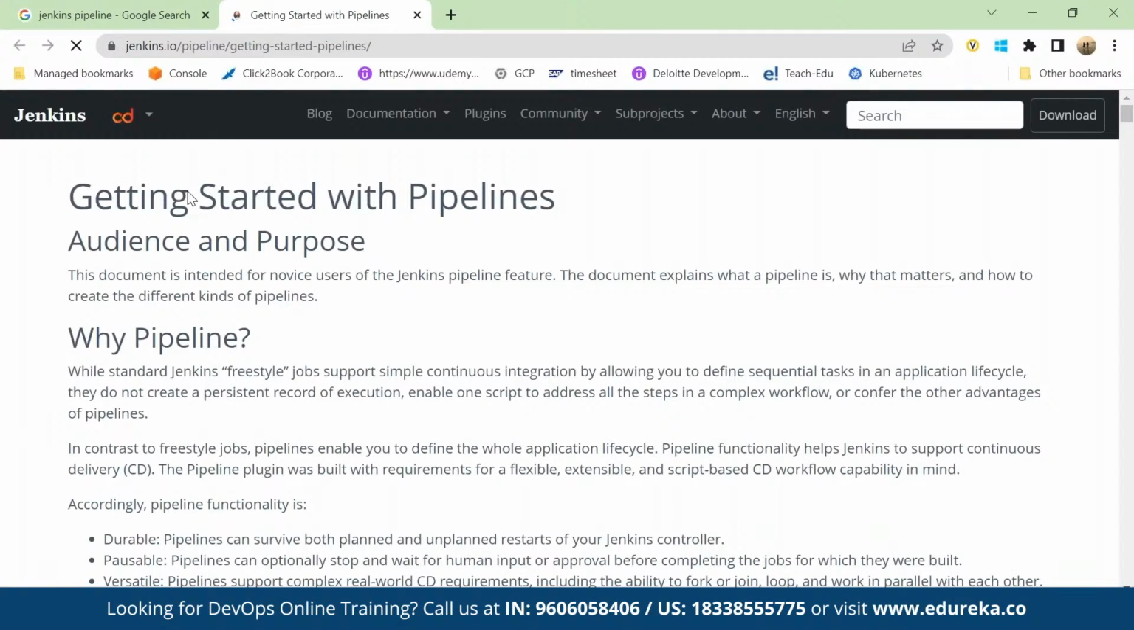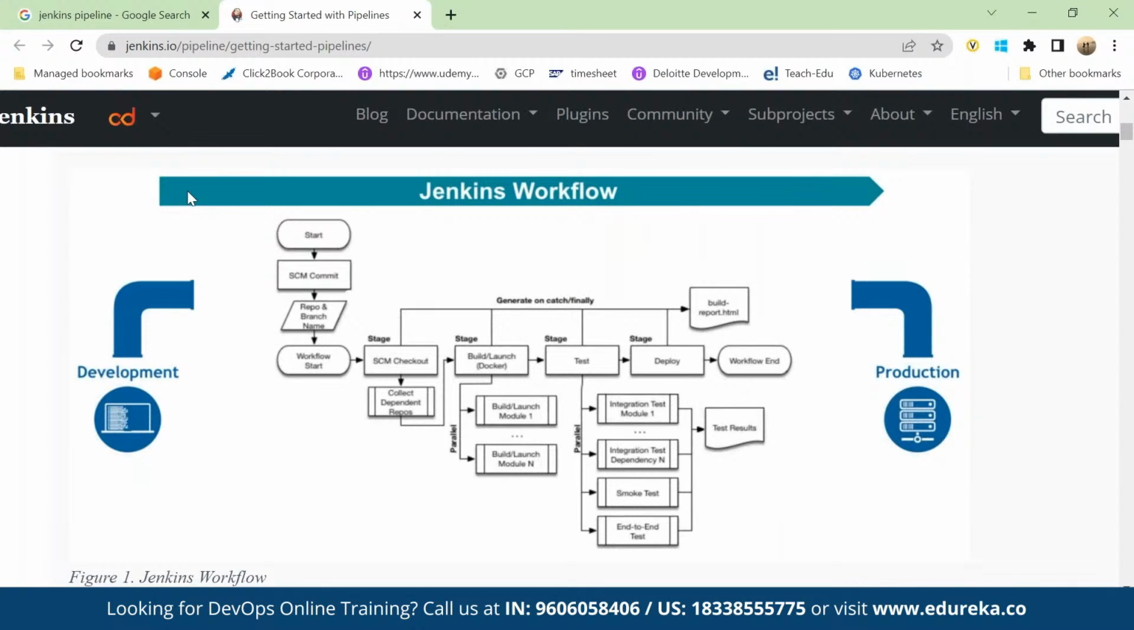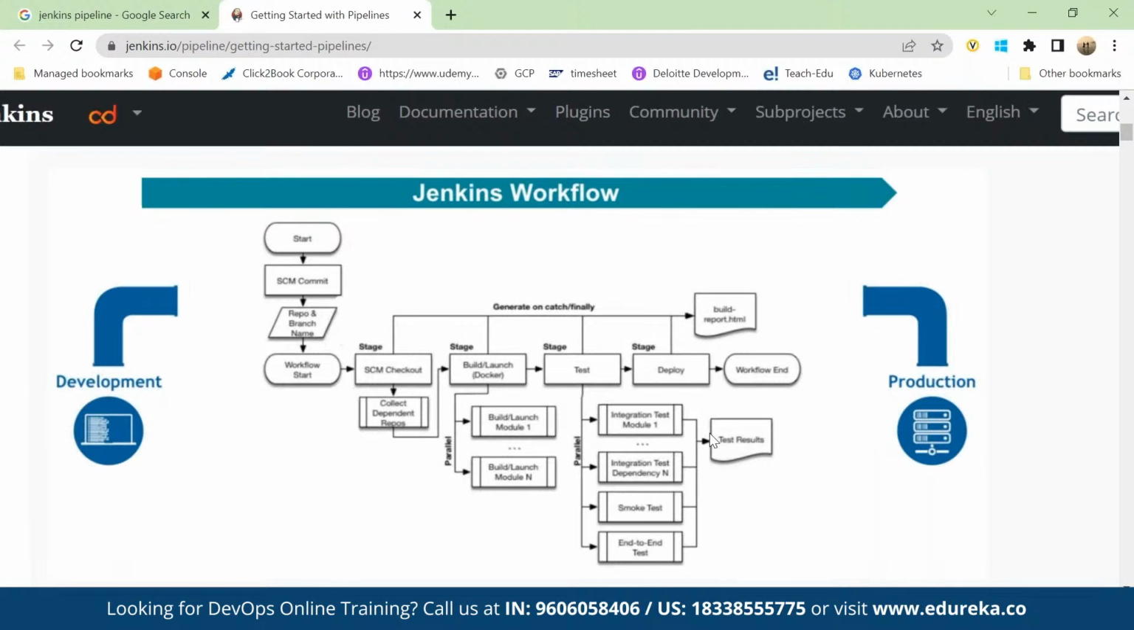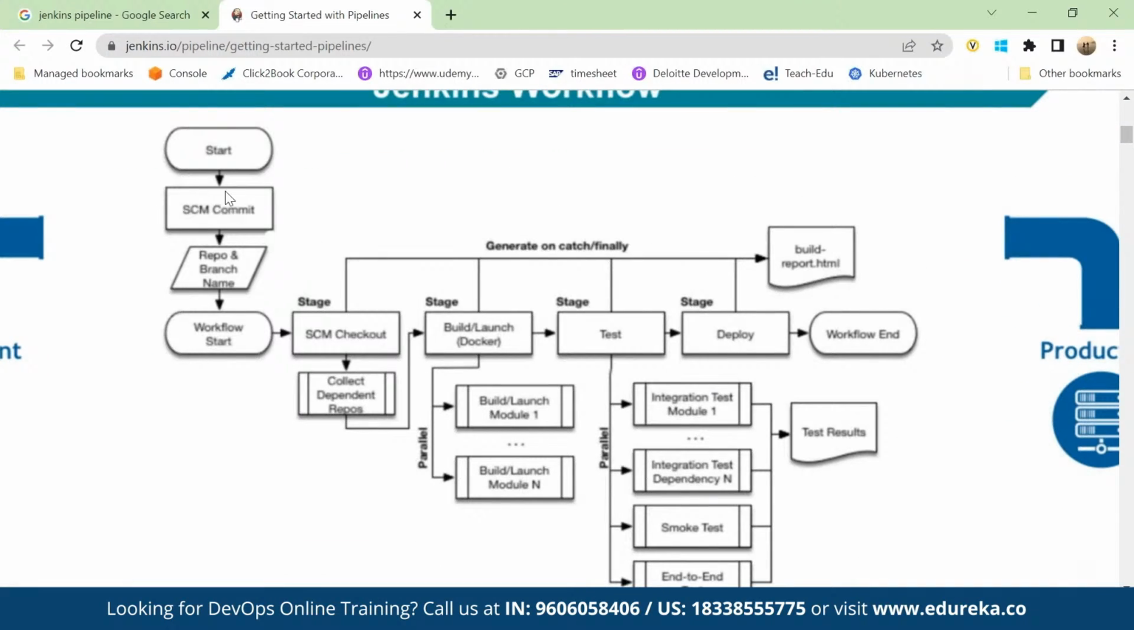So this is how a typical Jenkins pipeline looks like. You create a release pipeline, something like this. As a developer, the developer will put the code here and he will get the output. Internally, there will be a lot of things happening. You will put your code in Git, you will do a Git checkout, you will build your code, you will test, deploy. So there are a lot of things happening in the background.